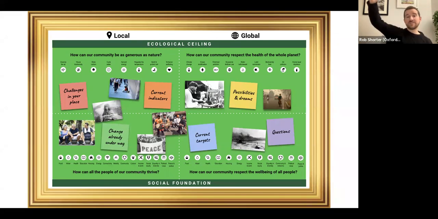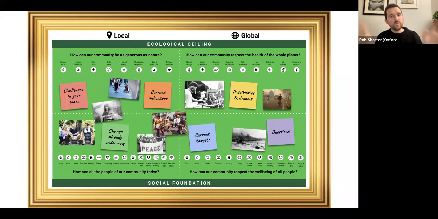You can actually map those outside the ecological ceiling and under the social foundation, but you can also map the changes already underway in the lovely space of the donut, things that are already moving us towards the future we want. You can understand the current indicators and targets for your place. So we've got all these dimensions.